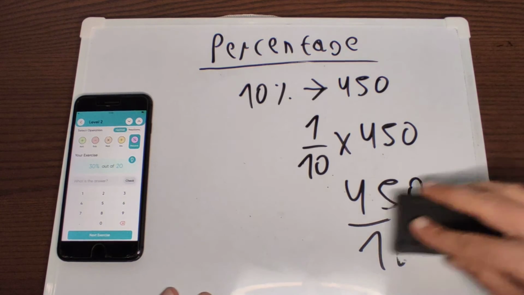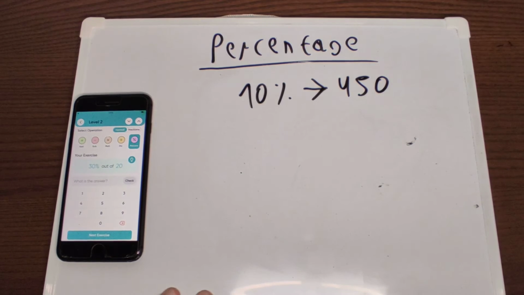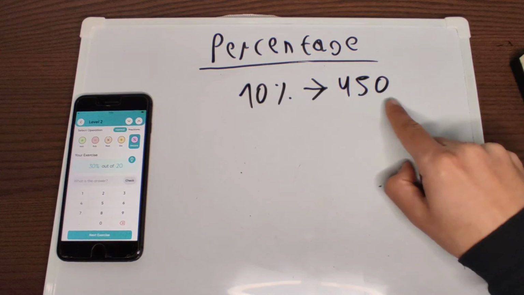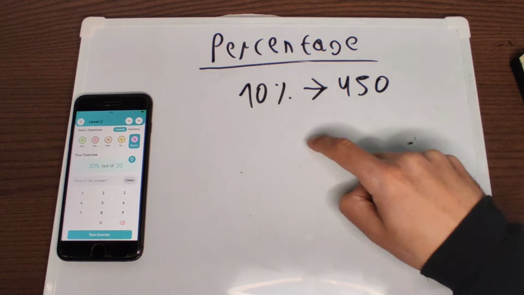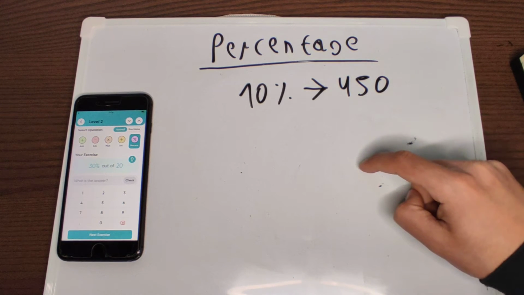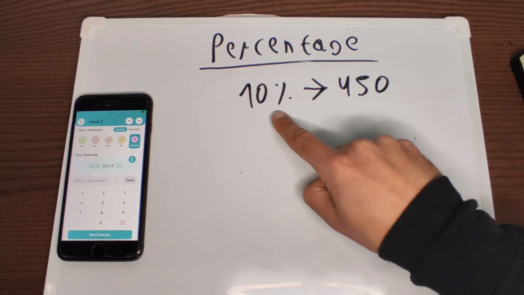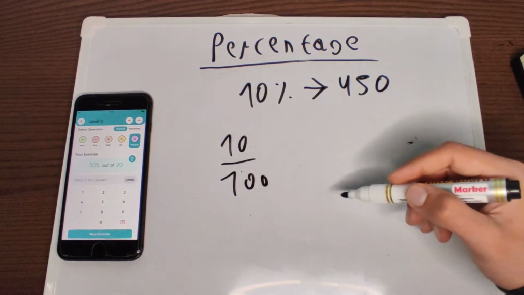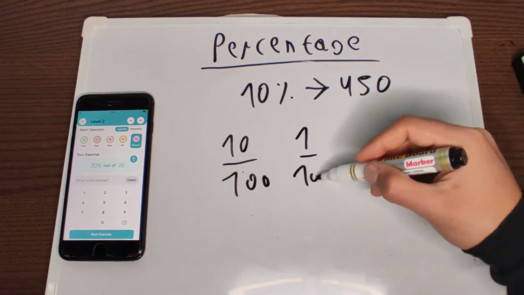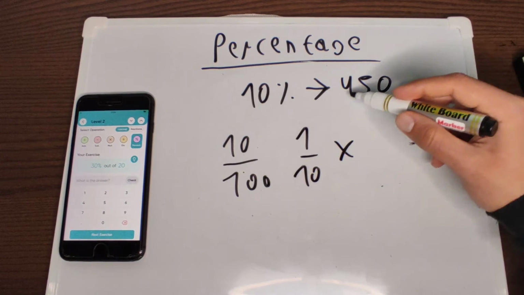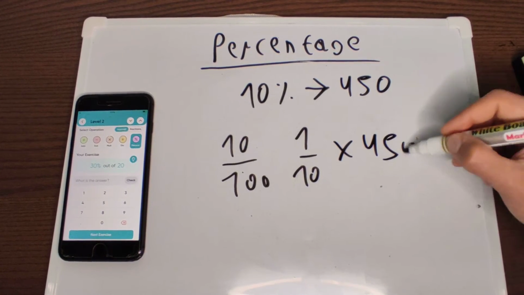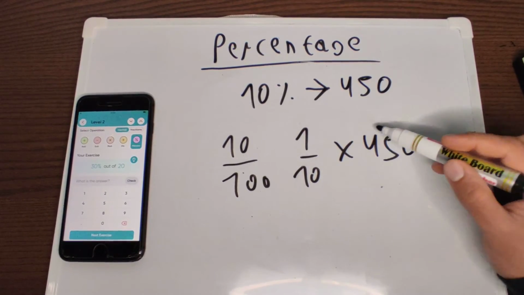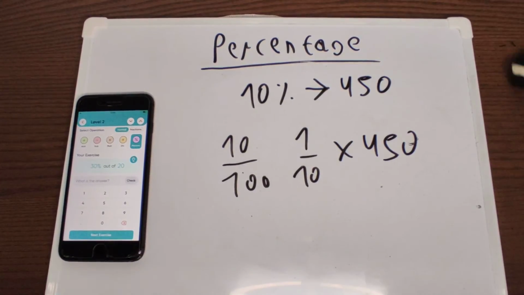So again, if we need to calculate 10% out of a number, we will just take the number and then divide it by 10, because as we have seen, 10% represents 10 out of 100, which becomes 1/10, which then multiplied by the 450, becomes the amount divided by 10.